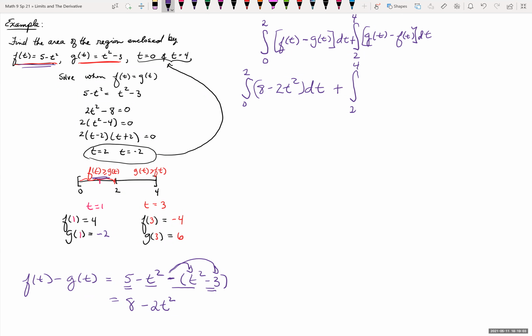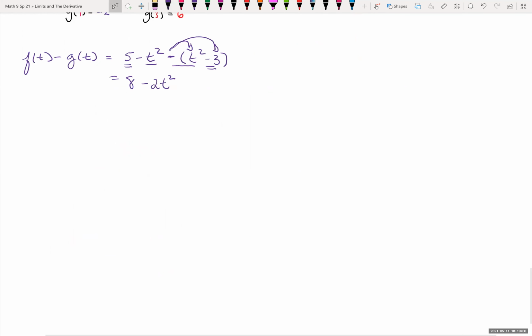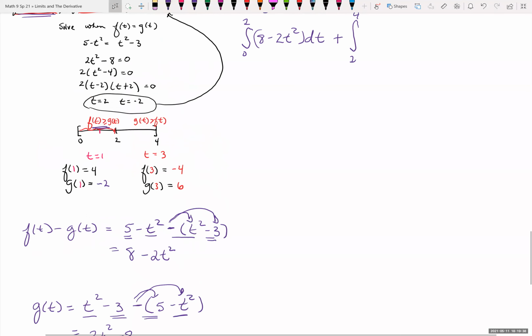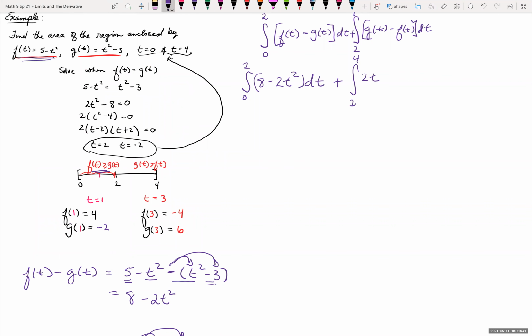And now let's figure out what g of t minus f of t is. So our g of t function, this was our t squared minus 3 minus the whole quantity of our f of t, so parentheses around the whole thing of 5 minus t squared. Distribute that negative and combine like terms. So we have a t squared minus a negative, so plus t squared is 2t squared. And we have a negative 3 minus 5, which is a minus 8. So t squared minus 8 dt.